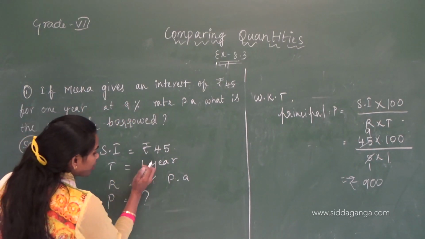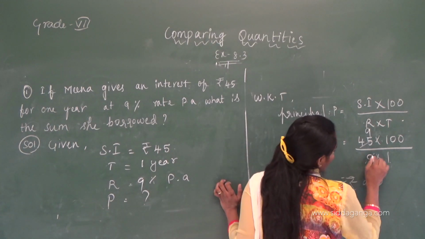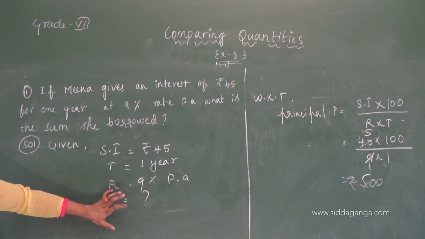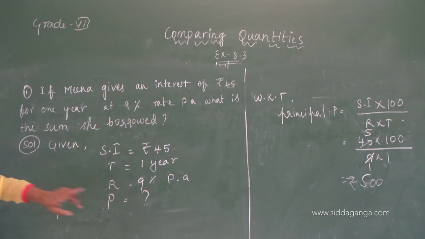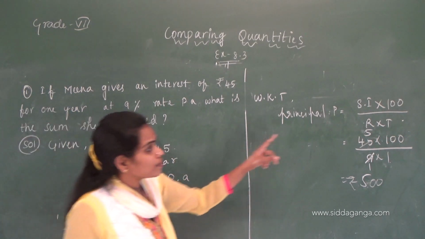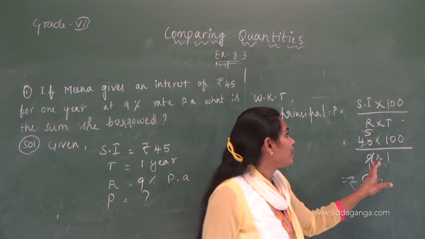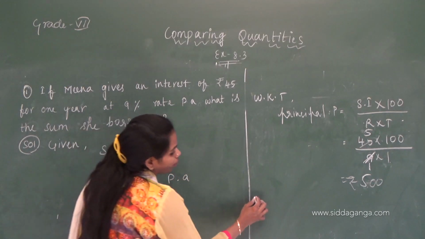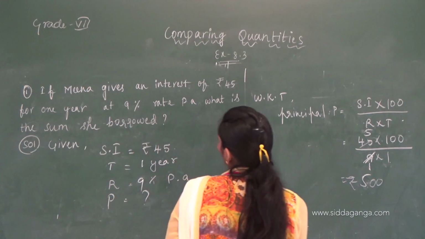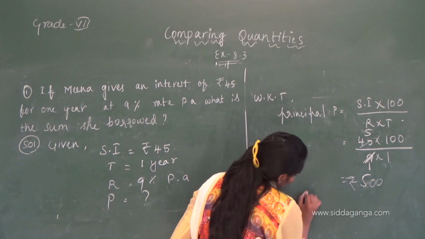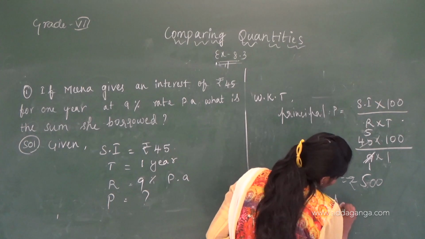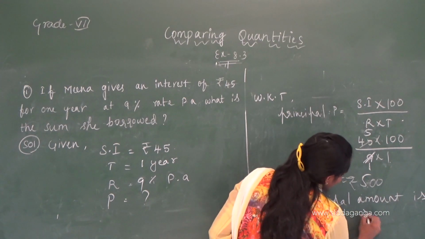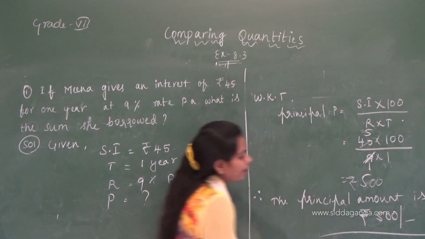Sorry, here they have given 9. Sorry, here R is 9%. In place of that I just put 5%. 9%: 45 into 100 divided by 9, ones are 5s are 500. Therefore, the principal amount is rupees 500.